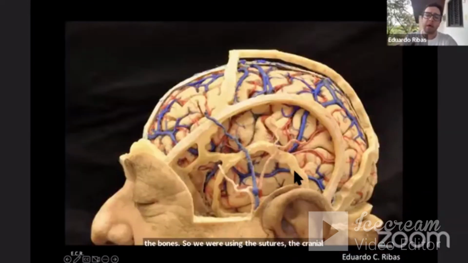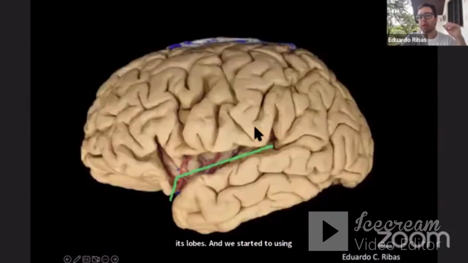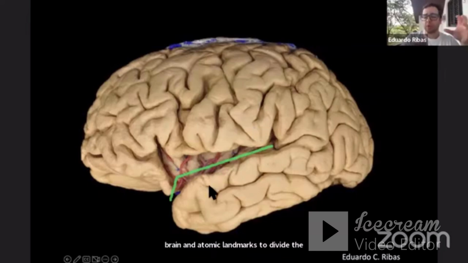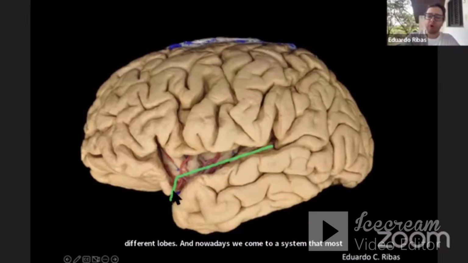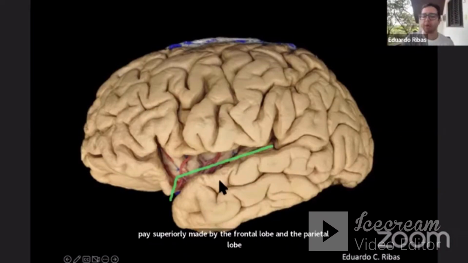And then we began to understand more about the brain surface, and we stopped using the cranial sutures to divide the brain into its lobes, and we started using brain anatomic landmarks. Nowadays we come to a system that most schools will use. First of all, we look for the lateral sulcus of the brain, also called the Sylvian fissure. The Sylvian fissure divides a space superiorly made by the frontal lobe and the parietal lobe from a space inferiorly made by the temporal lobe.